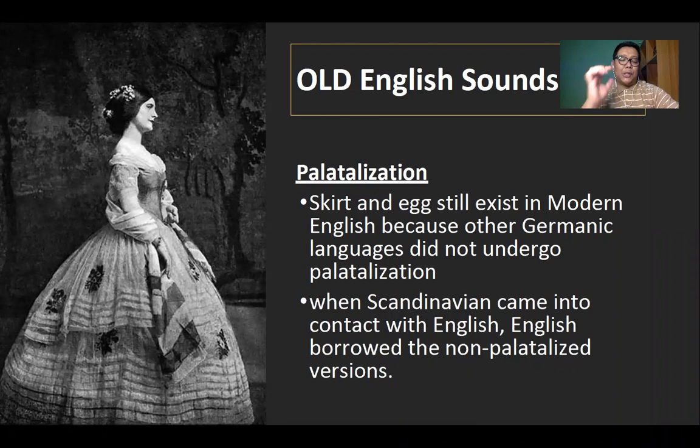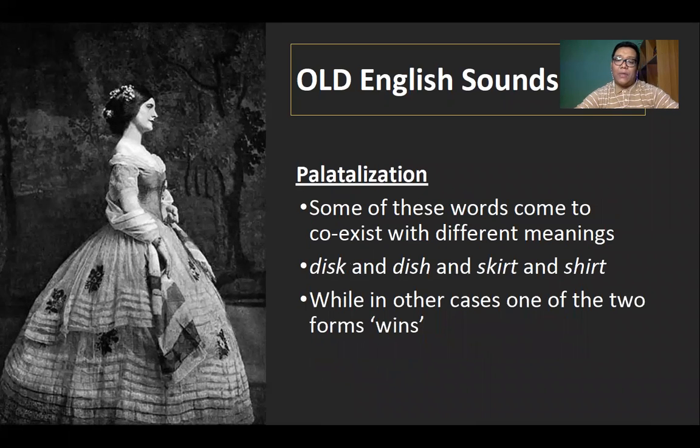Now, in terms of palatalization, skirt and egg still exist in modern English because other Germanic languages did not undergo palatalization. When Scandinavian came into contact with English, English borrowed the non-palatalized versions. That's why, if you notice here, the words skirt and egg still exist, because these are some of the examples of these non-palatalized versions of words. Okay? Some of these words come to coexist with different meanings. For example, disc and dish. Before, they were just versions of how they were pronounced; disc and dish in modern English are two different words, same as skirt and shirt. While in other cases, one of the two forms wins.